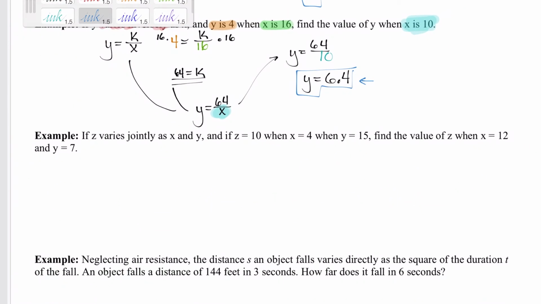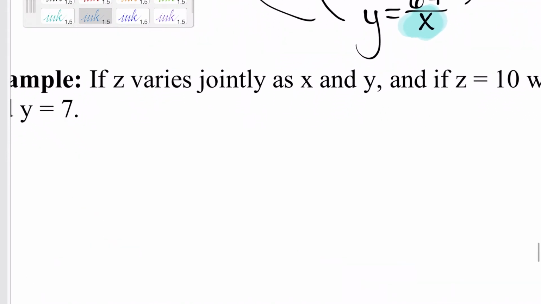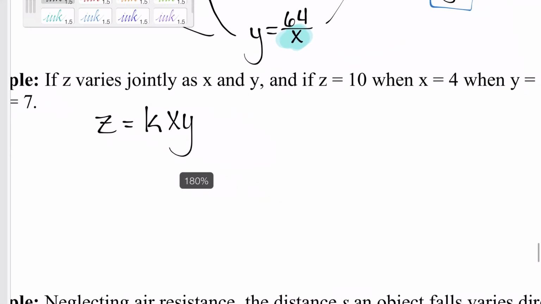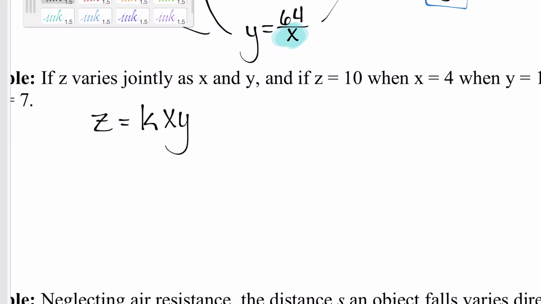Next one, we're looking at something that varies jointly. So again, remember jointly, this means we have a joint household. We've got a lot of people living under the same roof. That means that there's less chores because you can share. Sharing is caring. All right, so then I've got my varies jointly means everything's multiplying together, my x and my y with my constant k.